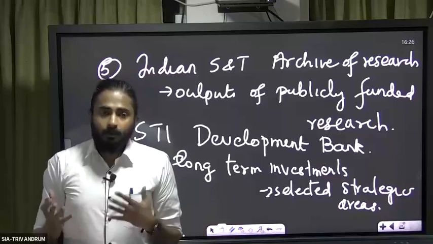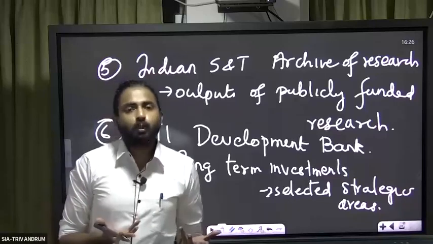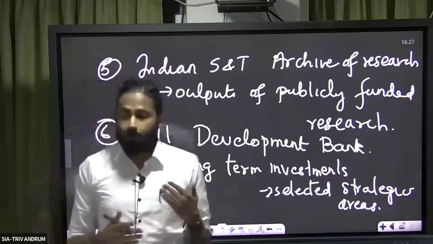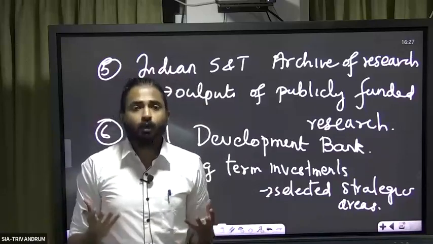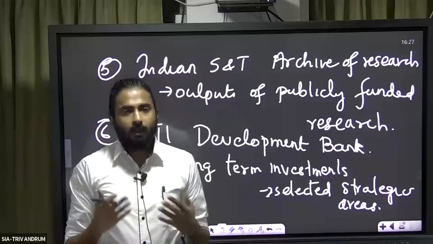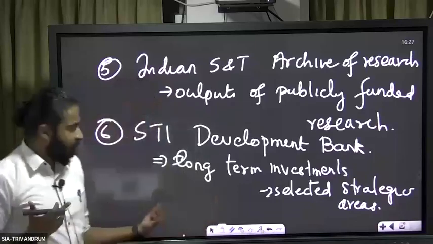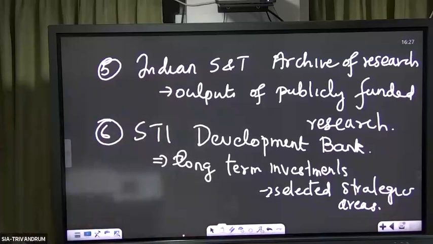Suppose we are developing a supercomputer. We want to develop a quantum computer in the next 10 years, which would need a huge pool of money, right, for this research. So somebody should be there to lend this money. This will be done by the STI Development Bank.